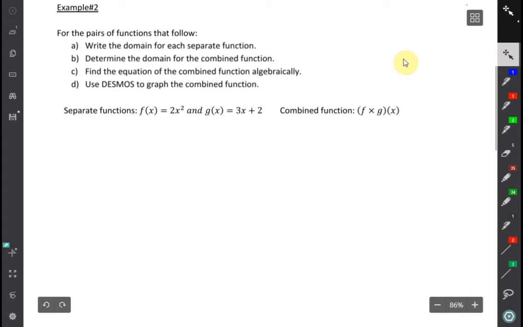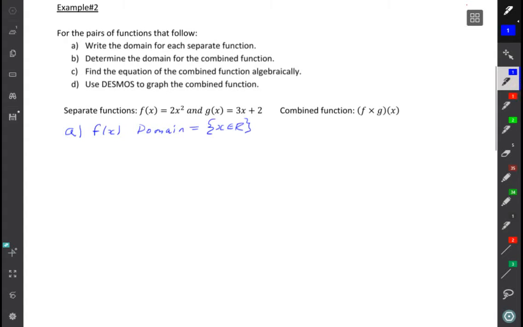Looking at the domains of each function, starting with f at x, the domain is equal to the set of x is an element of R because it's a parabola, it's quadratic. And we know that with quadratics, you can put any number in for x without having any kind of a problem. There will be no errors that we will have to deal with.